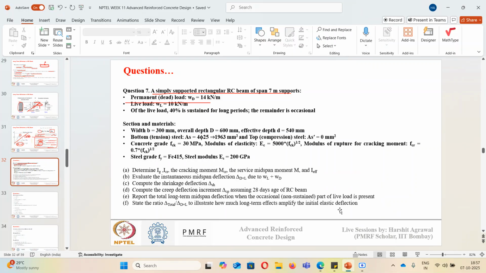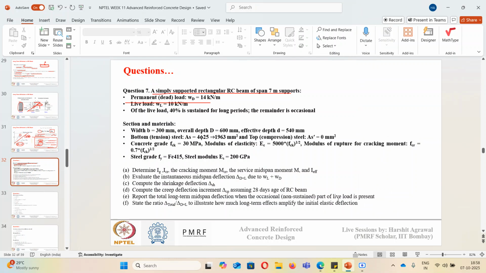Okay, so can anyone tell me how we'll approach this question? We know the permanent dead load, we know the live load, and we know what percentage of live load is sustained for a longer period. We know the width of the section, the overall depth and effective depth, and the reinforcement. We have bottom reinforcement, and there is no top reinforcement. We know the grade of concrete, modulus of elasticity of concrete, and modulus of rupture for cracking moment. And we know the grade of steel and modulus of elasticity of steel.